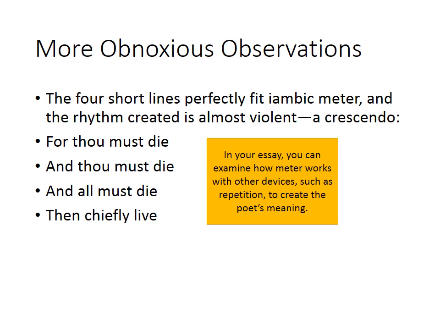So some more things to observe in this poem, Virtue. The four short lines perfectly fit iambic meter. The rhythm created is almost violent. It's almost like a crescendo. "For thou must die, and thou must die, and all must die, then chiefly live." Do you see how the crescendo is kind of building up, and then "chiefly live"? It kind of takes away from the violence of it. Think about how that affects the meaning. What is the one thing the poet's saying doesn't die?